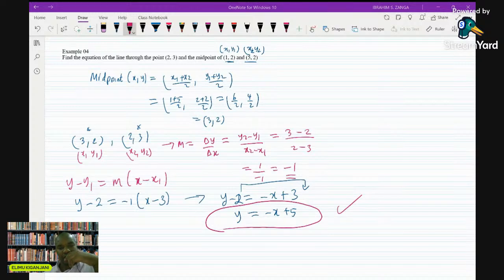So dear students, this is dealing actually with midpoint of any line segment.